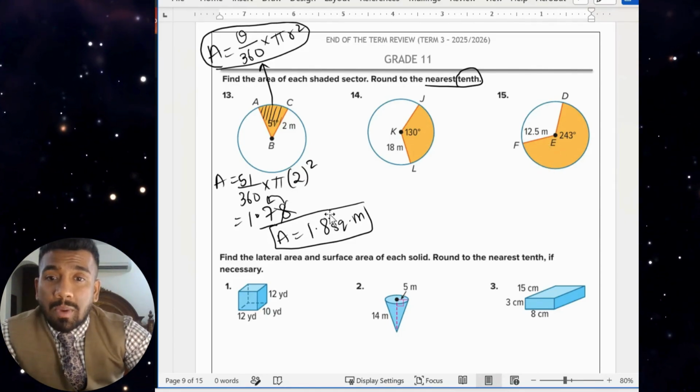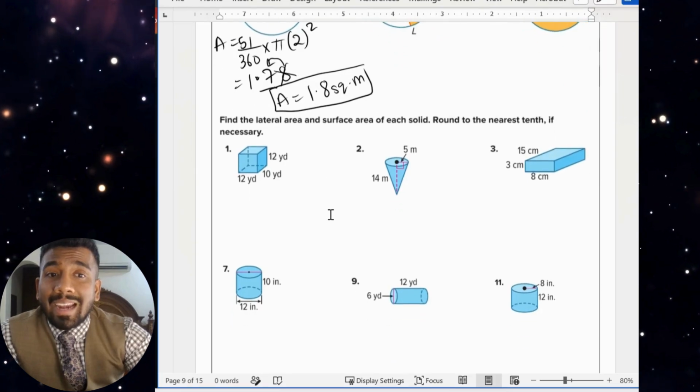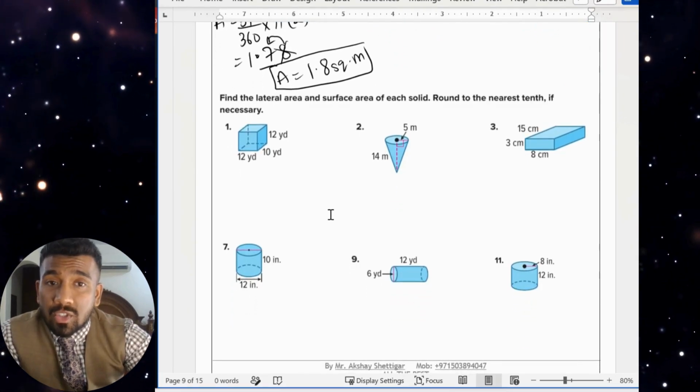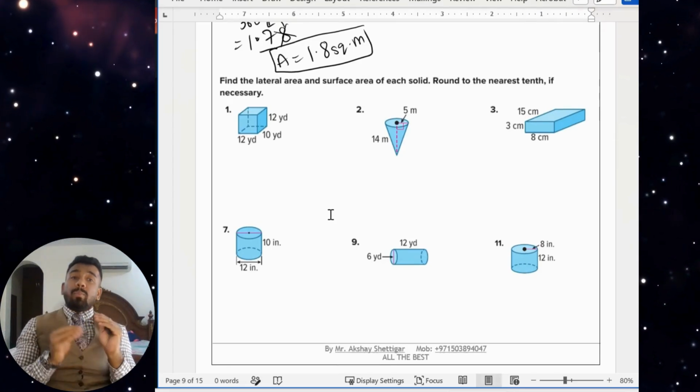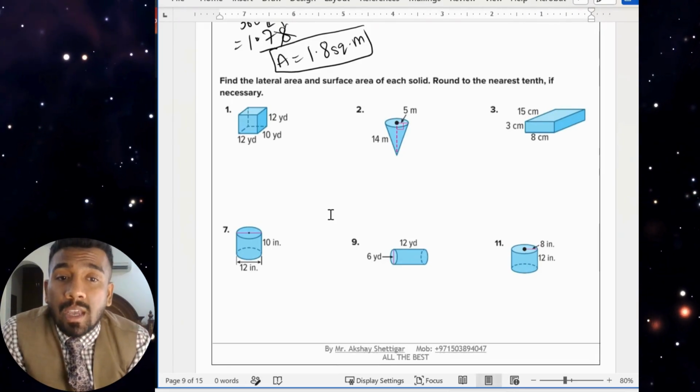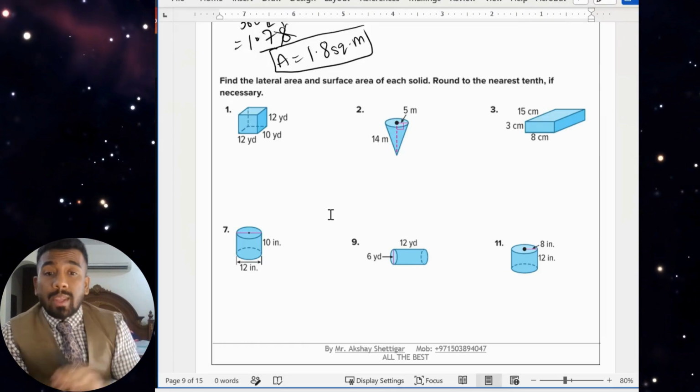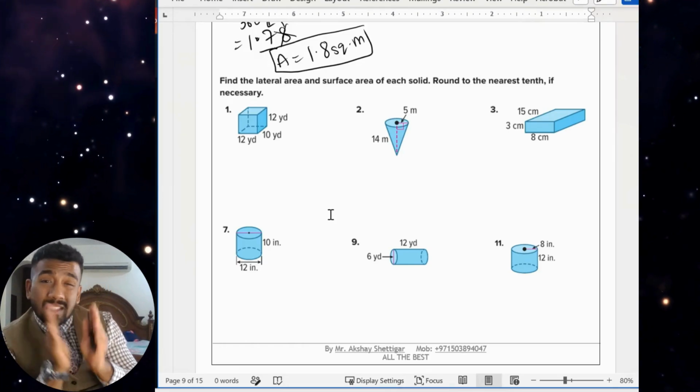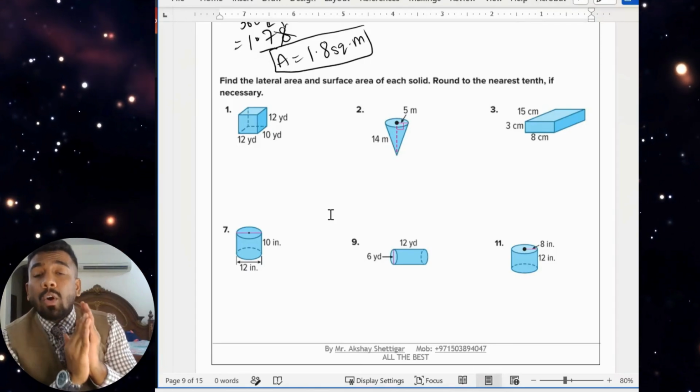Let's go to the next part. Find the lateral and the surface area of each solid. Now, this is the area where many of the kids forget the formula. Don't worry, after we finish this EOT, I'll make a separate video which deals with all the formulas.